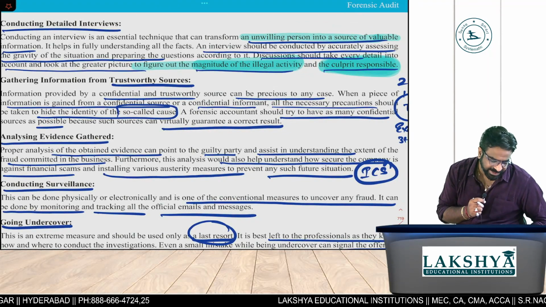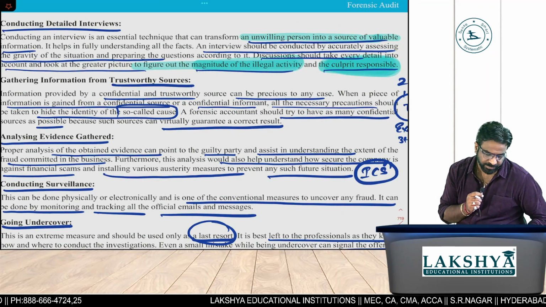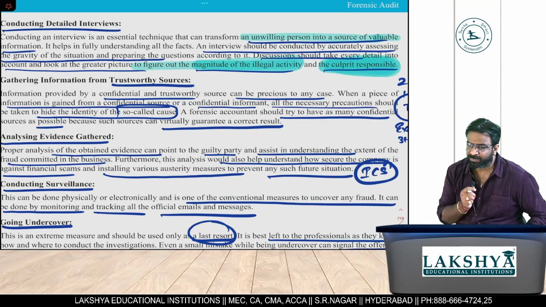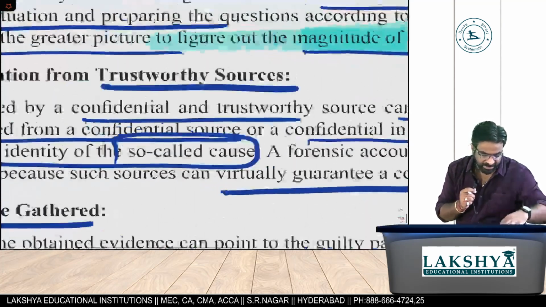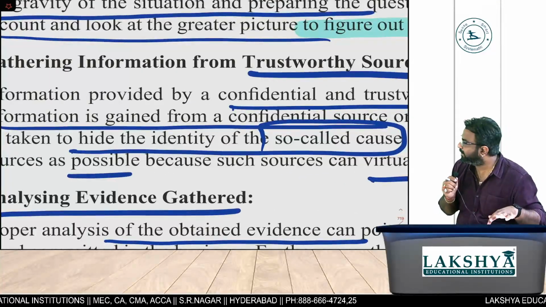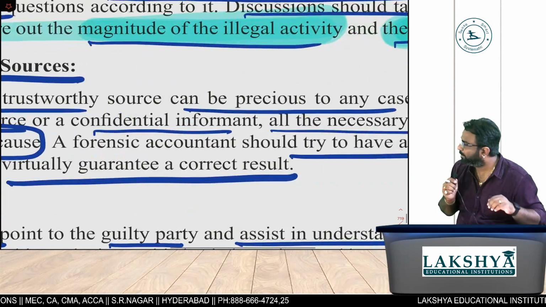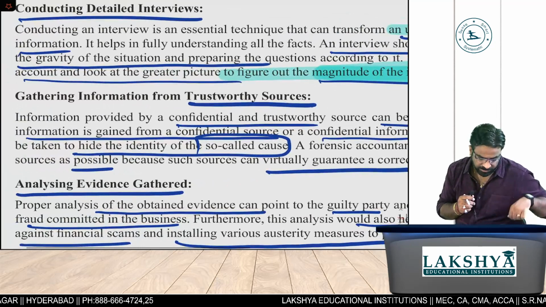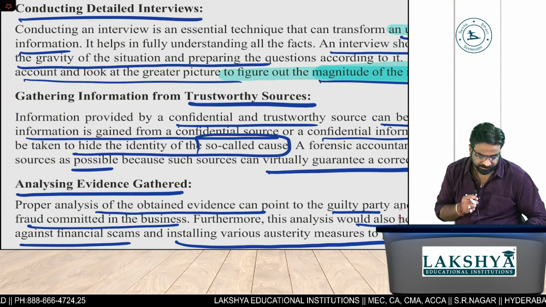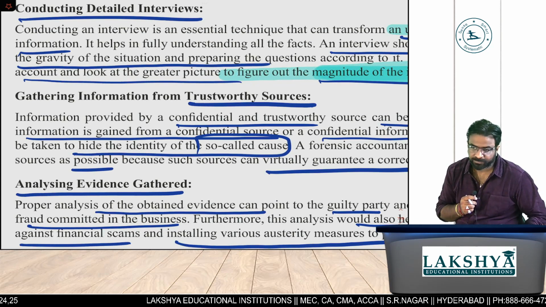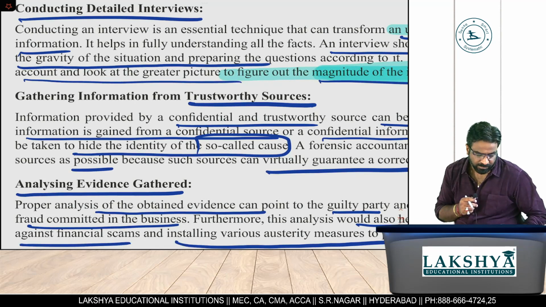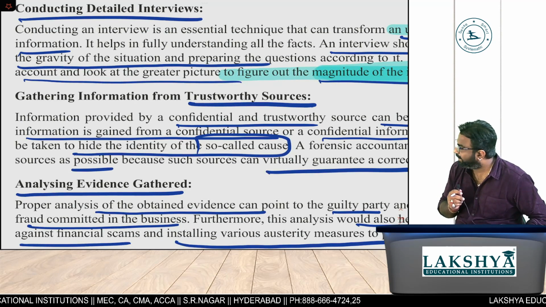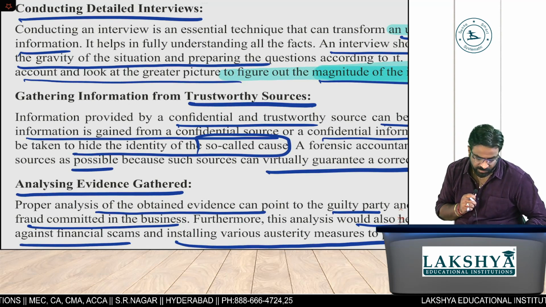Under that, when a piece of information is gained from a confidential source, comma, all the necessary precautions should be taken to hide the identity of that particular source.